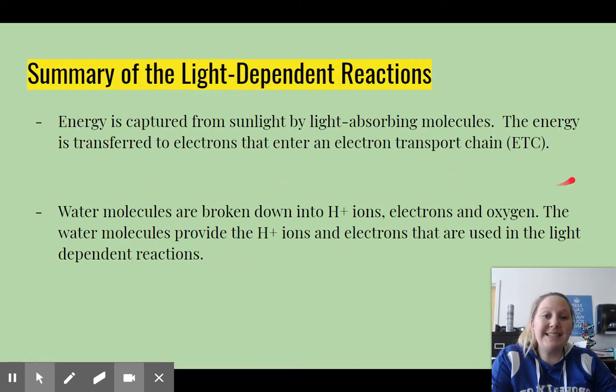A summary of the light-dependent reactions. Energy is captured from sunlight by light-absorbing molecules. The energy is transferred down the electron transport chain to pass the electrons from photosystem 2 to photosystem 1. Water molecules get broken down into the hydrogen ions, the electrons, and the oxygen. The water provides the hydrogen ions to create the chemiosmotic gradient to make the molecules that will be needed in the light-independent reaction.